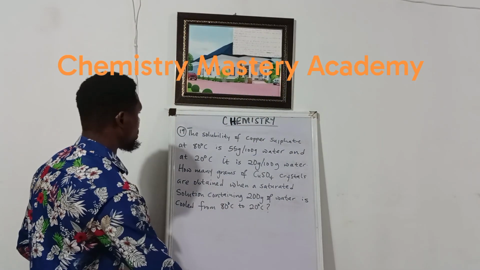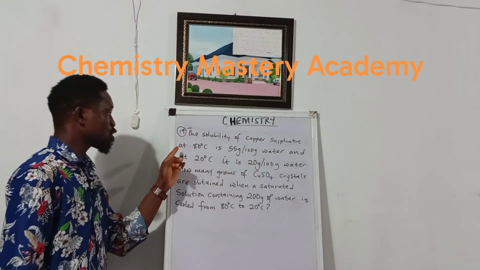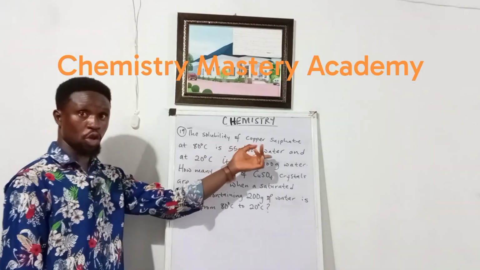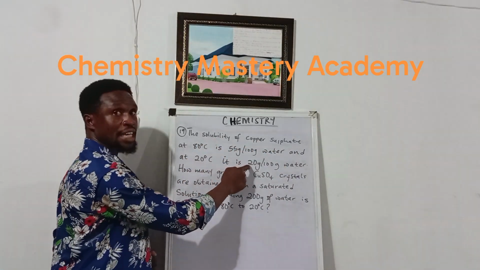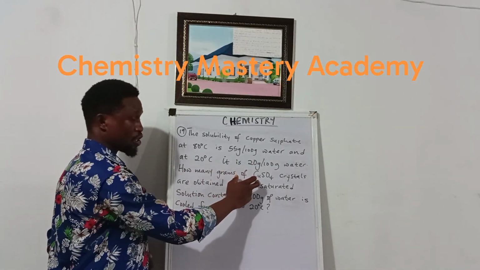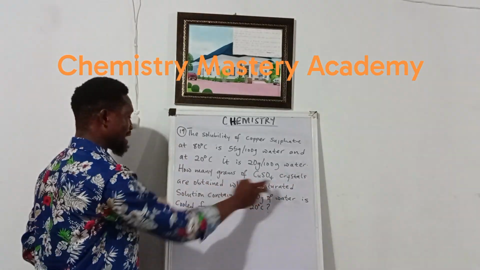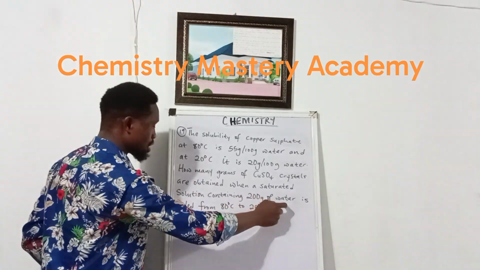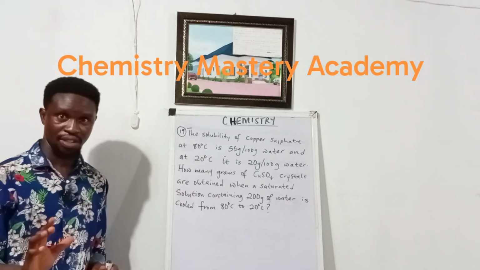All right, let's look at this question. It says the solubility of copper sulphate at 80 degrees Celsius is 55 gram per 100 gram water, right? And at 20 degrees Celsius, it is 20 gram per 100 gram water. How many grams of copper sulphate, CuSO4, crystals are obtained when a saturated solution containing 200 grams of water is cooled from 80 degrees Celsius to 20 degrees Celsius?